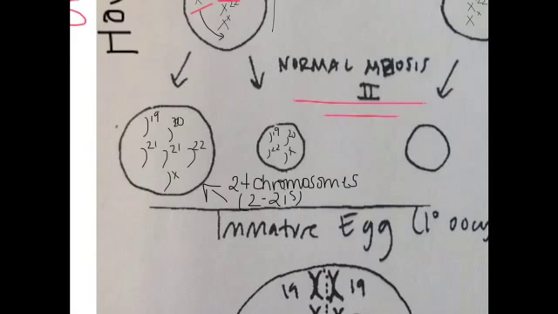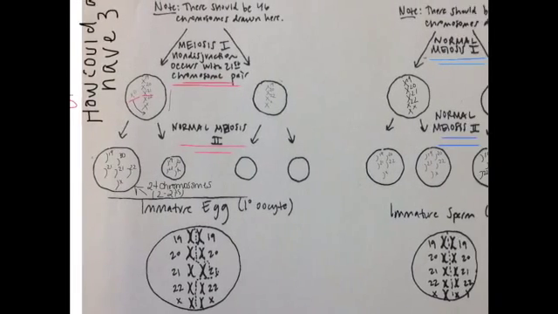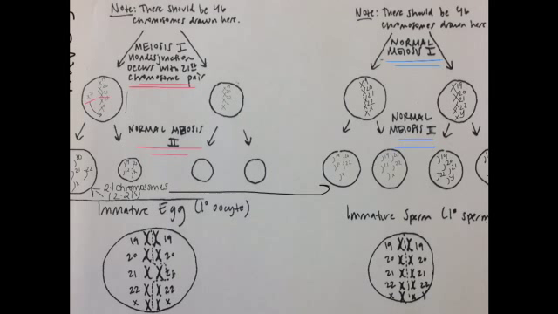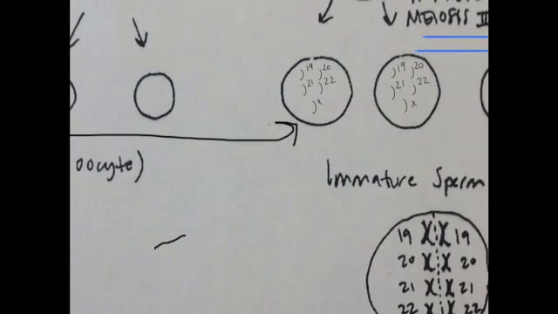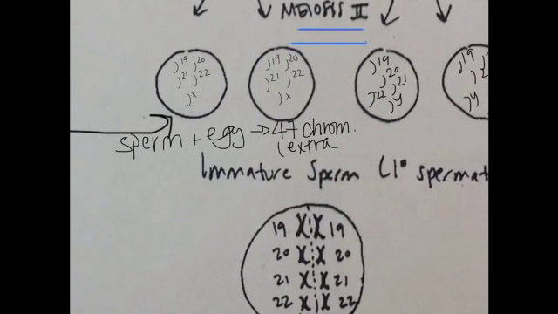And when this egg joins with one of these sperm cells to be fertilized, then our sperm and egg cell, which is what makes a baby, that baby, that zygote, is going to have 47 chromosomes, or an extra 21. And this is what we call a trisomy. That is what happens in Down syndrome.